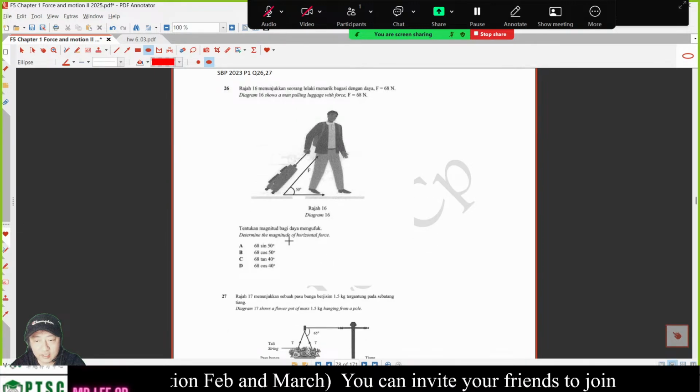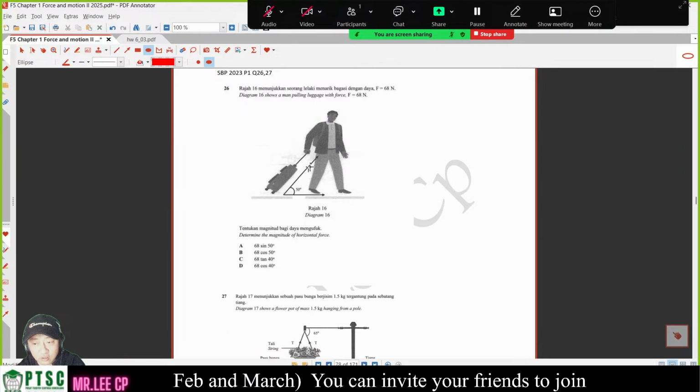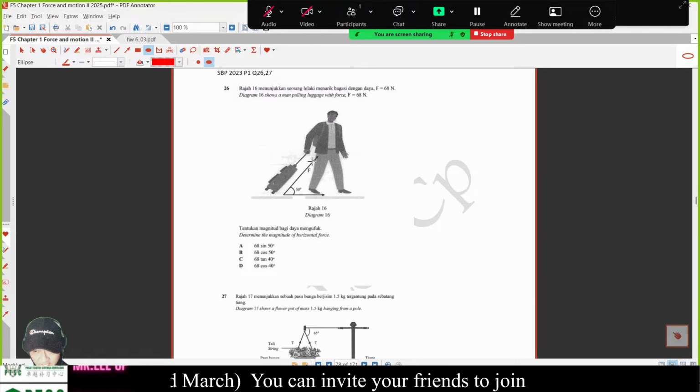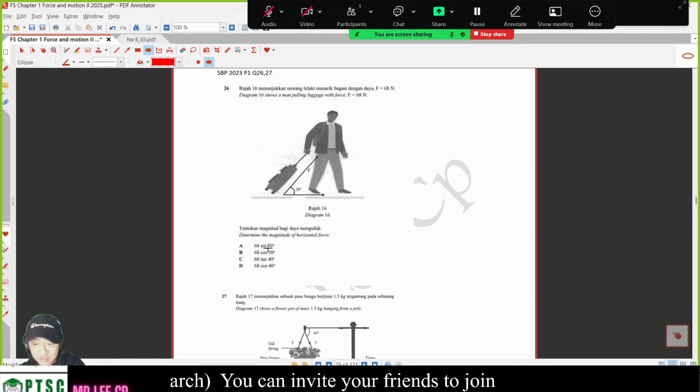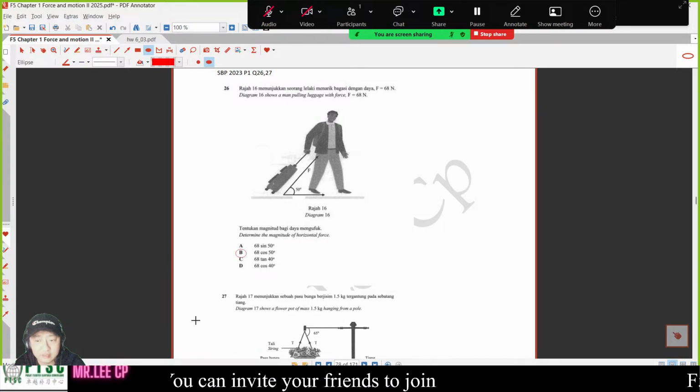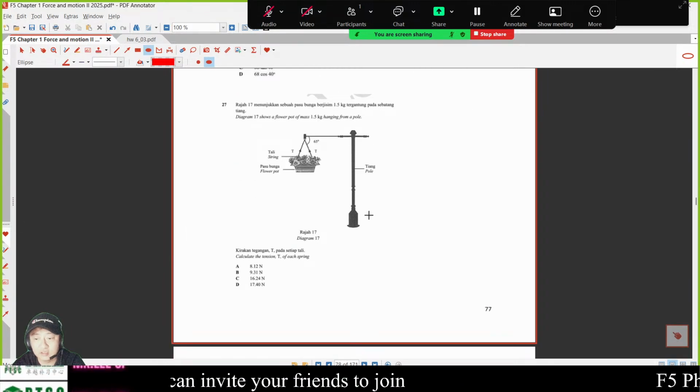Okay. Determine the horizontal force. F touching 50, F is 60, so F cos 50, 60 cos 50. Answer is B. This one is supposed to be very easy.